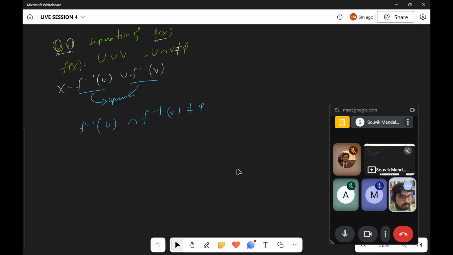Is the argument clear for others? Why is it not a null set? That is because U and V both lie inside f of X, the image of f. So every point of the image of f has a pre-image. That's why these are not null sets.